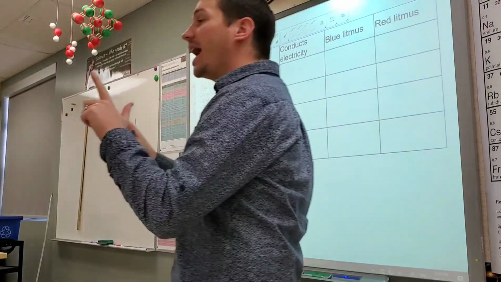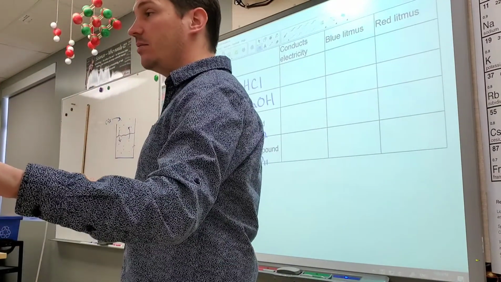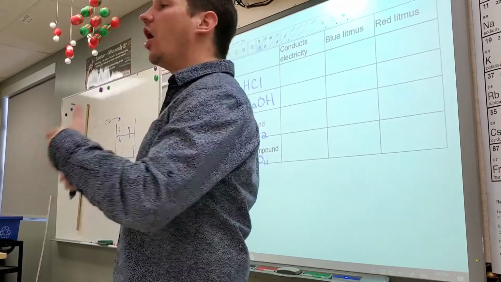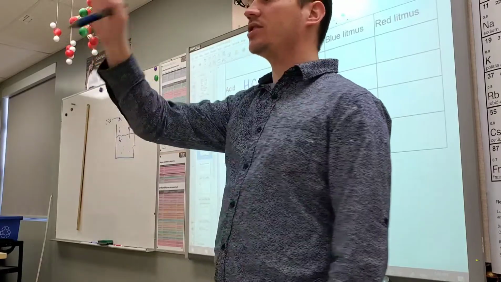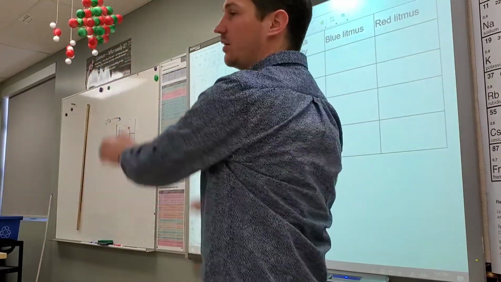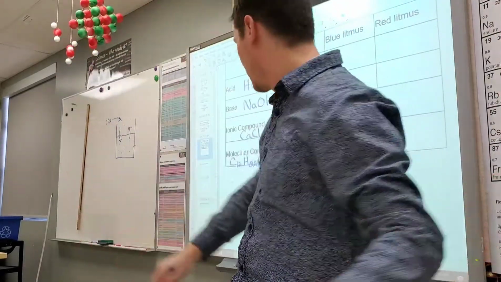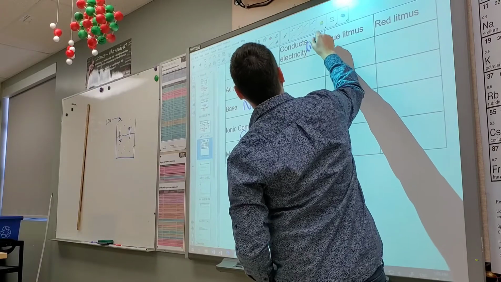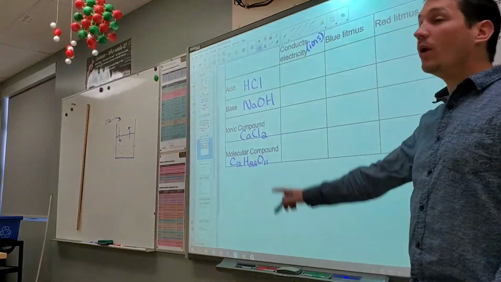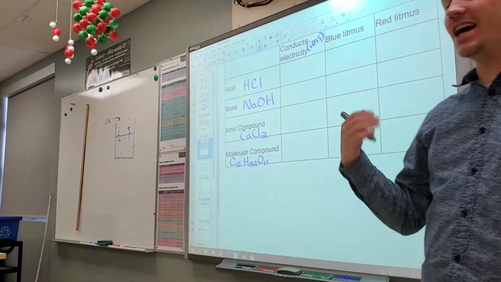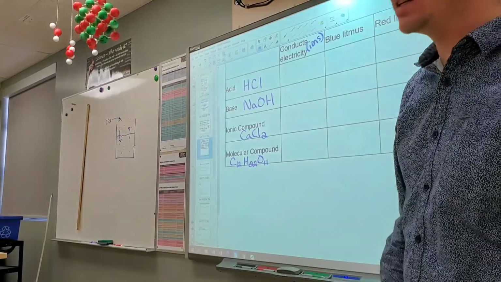If your water has ions in it, it's conductive. Do you agree with that? Because all conductivity is charges moving. If you have a positive ion moving, that's electricity. If you have a negative ion moving, that's electricity. So think, does this thing contain ions? Now when I look at acid, when I look at HCl, does that solution have ions in it?